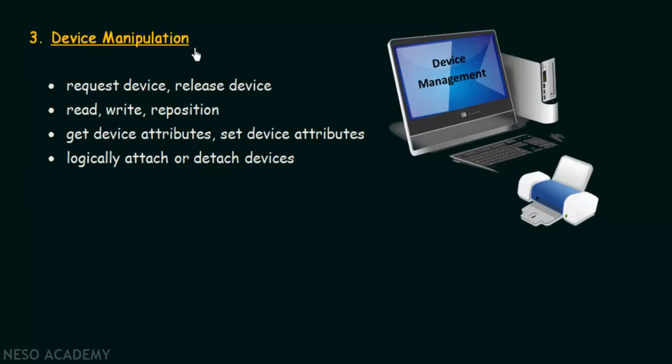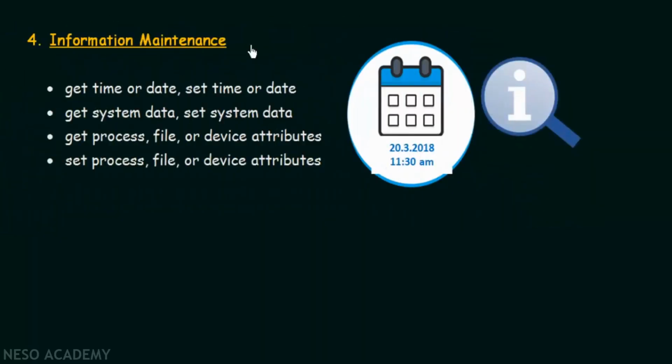Alright, now let's go to the fourth one. The fourth one is information maintenance. By information maintenance, what we mean is that all the information that we have about our system must be maintained and must be updated. For example, the date and the time. The system calls used for maintaining the information of your system, they fall under this category of information maintenance system calls. Here we have examples like get time or date and set time or date. This means that we get the time or date and then we set the time or the date.